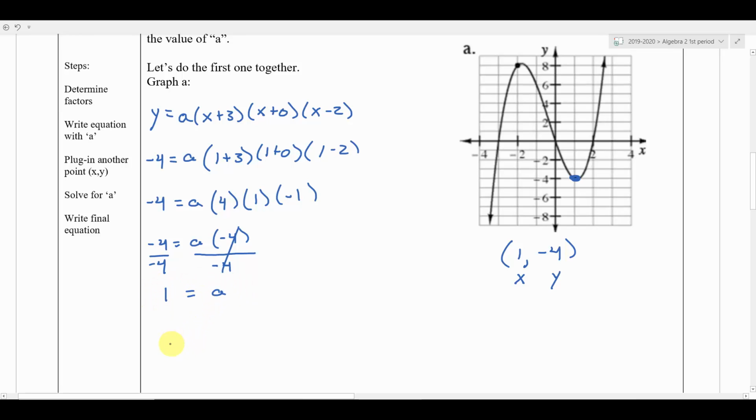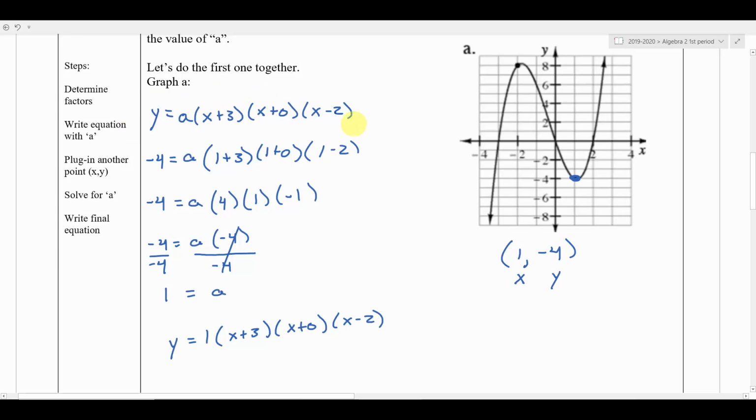All right, all I have to do is write my final equation, so I can say y equals, and now I know what this is, so I'm going to put a 1 there, and I'll put my other factors in. So I'll have x plus 3, x plus 0, and x minus 2. And there's my final equation for this polynomial. Right? And you can test it out. You could go to Desmos and put this in, graph it, or use your graphing calculator, put this into the y equals screen, graph it, and compare it to the graph that you have over here to see if you got it right. Okay?